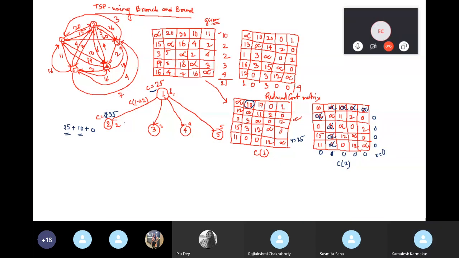Okay. So this is the cost matrix or reduced matrix for this node 2. Now let us calculate this C3. So if we want to calculate C3, we have to follow the same steps.